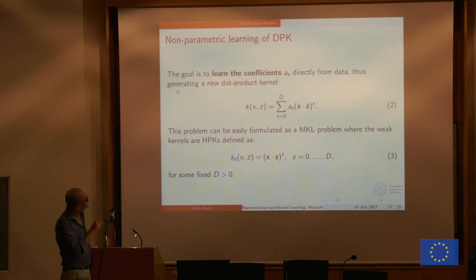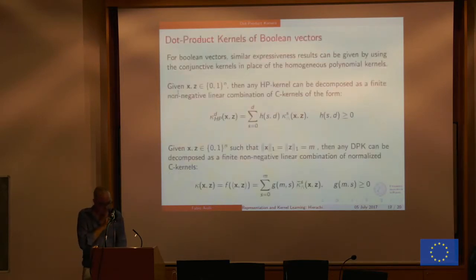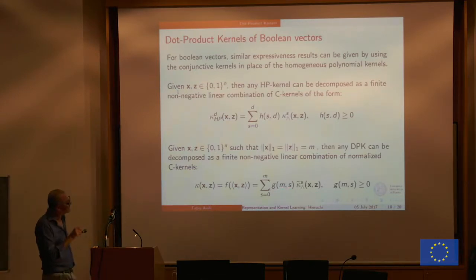In the second set of experiments, we applied the same algorithm using this version. When coping with Boolean vectors, we try to learn these weights non-parametrically, given the individual conjunctive kernels as base kernels. We apply the same idea as before for dot product kernels on standard vectors. What is the meaning of the tilde? The tilde is the normalization.